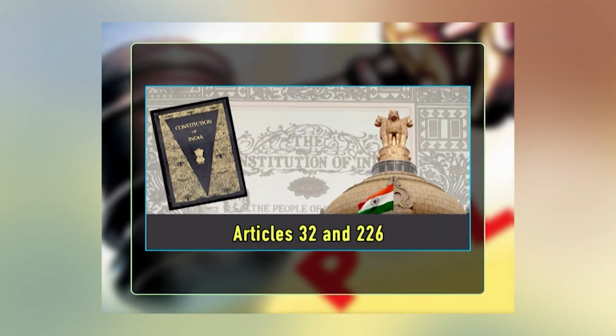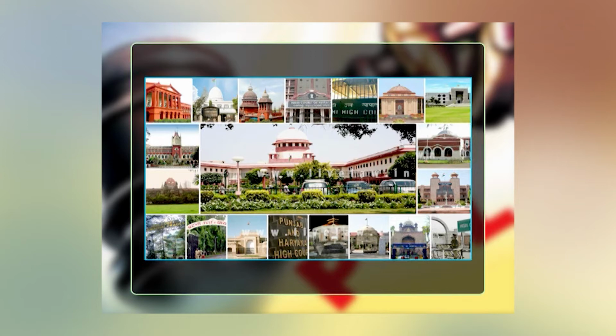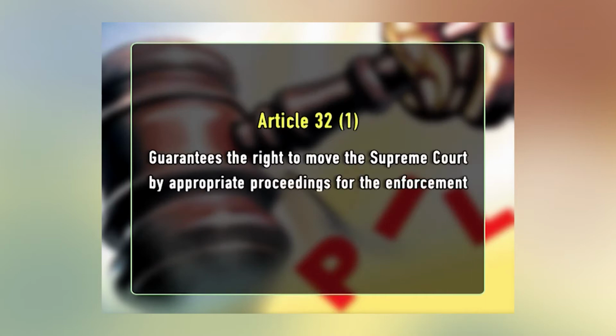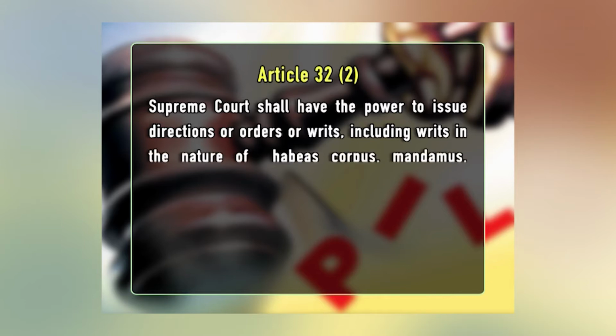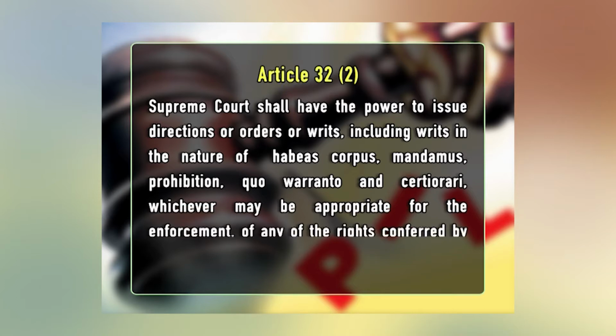Article 32 and 226 of the Constitution gave power to any citizen to move the Supreme Court or High Courts whenever there is an infringement of a fundamental right. Article 32, Clause 1 guarantees the right to move the Supreme Court by appropriate proceedings for the enforcement of the fundamental rights. Article 32, Clause 2 states that the Supreme Court shall have the power to issue directions or orders or writs, including writs in the nature of habeas corpus, mandamus, prohibition, quo warranto and certiorari, whichever may be appropriate for the enforcement of any of the rights conferred by Part 3 of the Constitution.